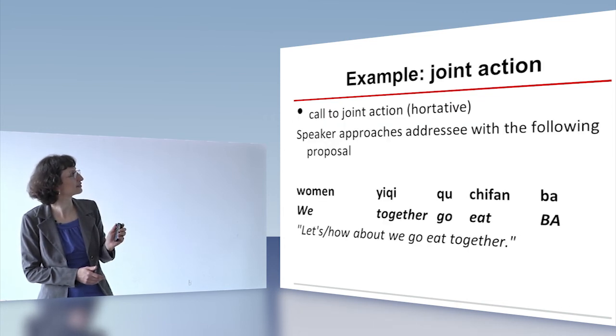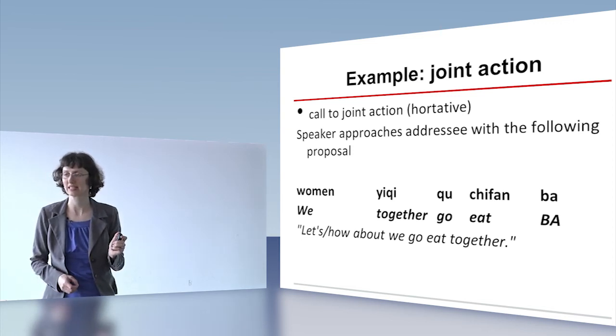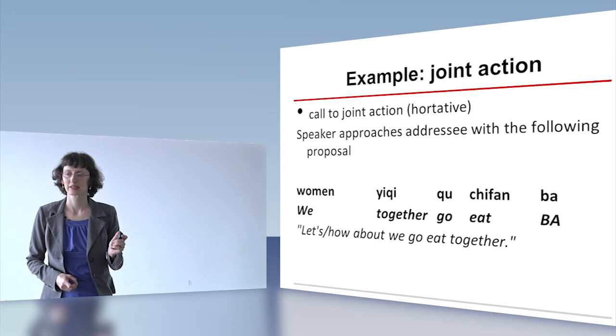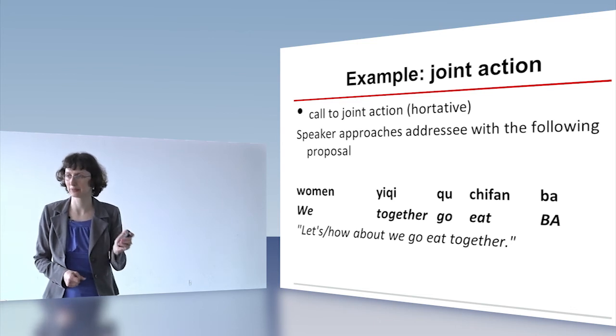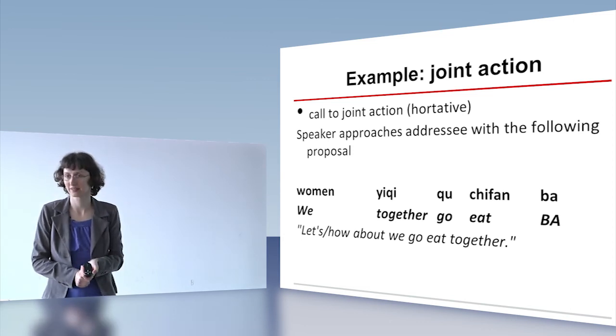Right, so here's an example. We together go eat ba. Right? So this is very different from I need a pen, ba. This is not I need a pen, do I? This is how about we go eat together?